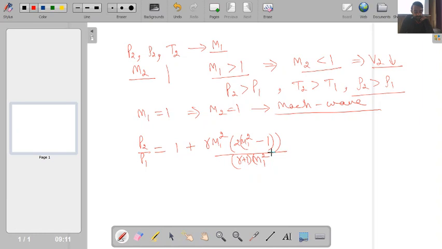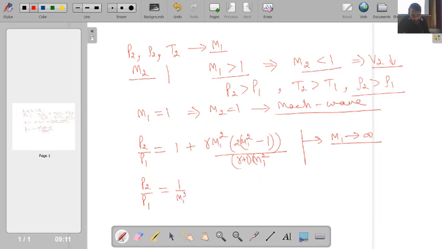So now you can actually test the applicability of this. Is it correct or was something else also there? What you can do now is try to determine this for a limiting case of M1 approaching infinity. So when M1 approaches infinity, what will happen to P2 by P1? You can divide the terms by M1 square; let's not divide the whole equation, only the term after the plus sign.